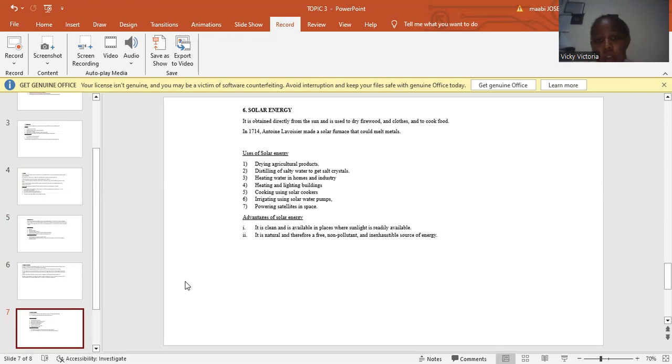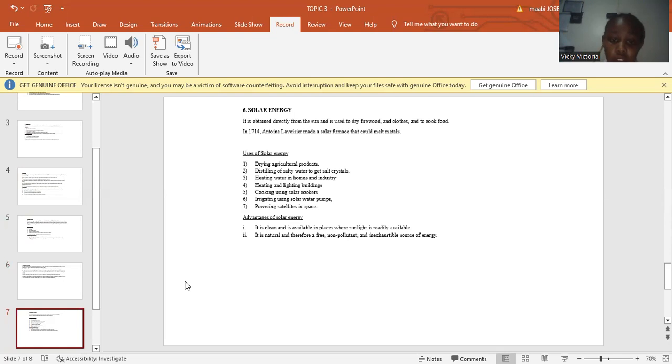So, uses of solar energy: drying agricultural products, that is crops. Most of the crops are dried using the sun. Distilling salty water into salt crystals. Heating water in homes and industries. Heating and lighting buildings. Cooking using solar cookers. Irrigating using solar water pumps. Powering satellites in space. Then advantages: it is clean and available in places where sunlight is readily available.